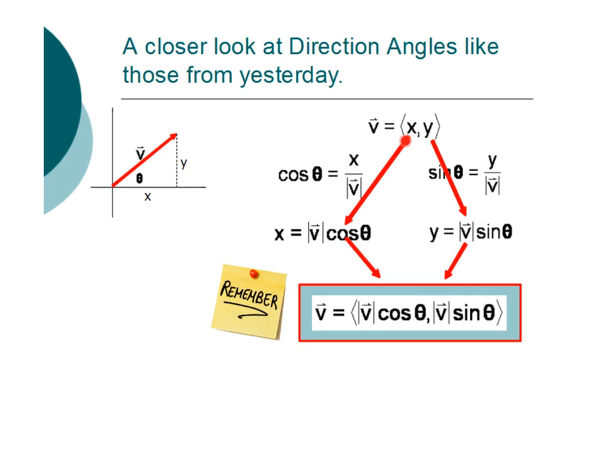So we're going to bypass all this SOHCAHTOA stuff and go straight from, if I need the horizontal component, all I have to do is take the magnitude of my vector, multiply it by the cosine of my angle, and I've got it.